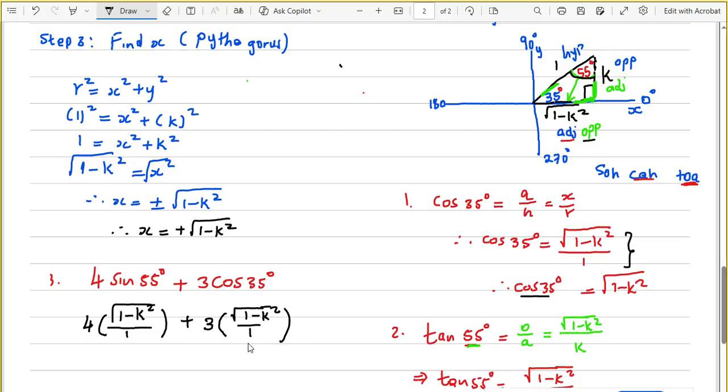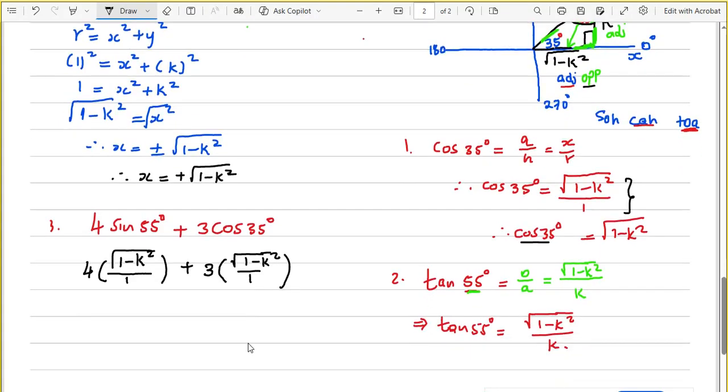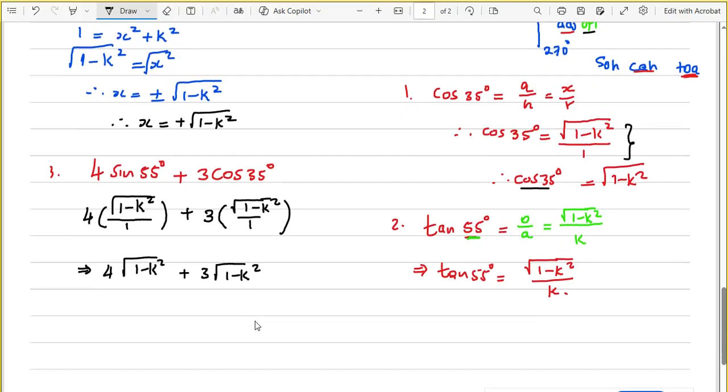Are you still happy about that? Yes, sir. So this tells you that the 1 is just there. So this will be 4, the root of 1 minus k squared, plus 3, the root of 1 minus k squared. So these are the like terms. These are definitely the like terms. So it's 4 plus 3, which is 7, the root of 1 minus k squared. That's your answer. You add the like terms. Are you happy with that?